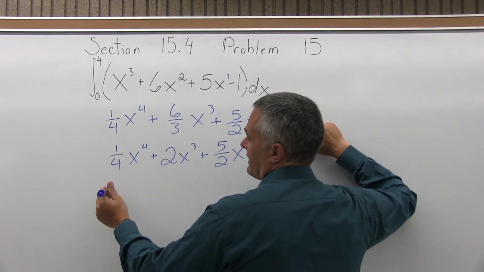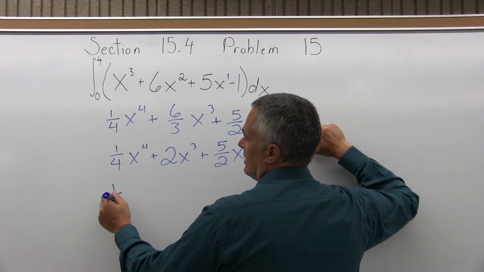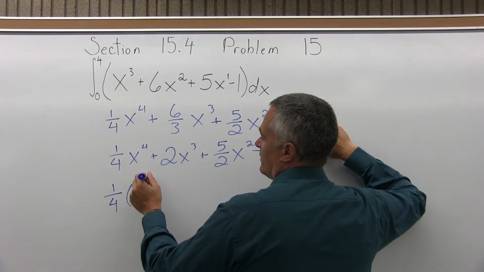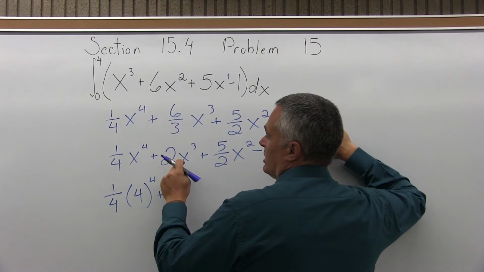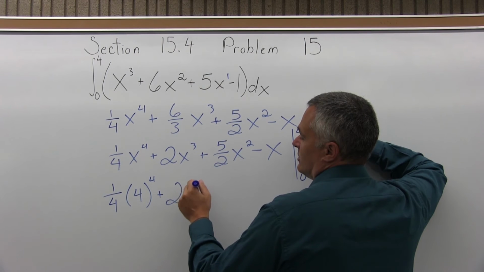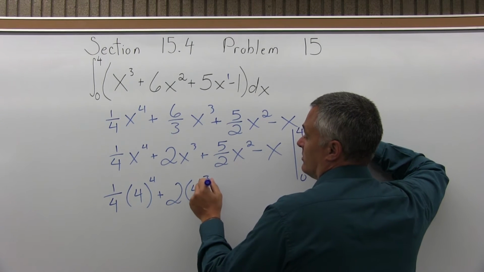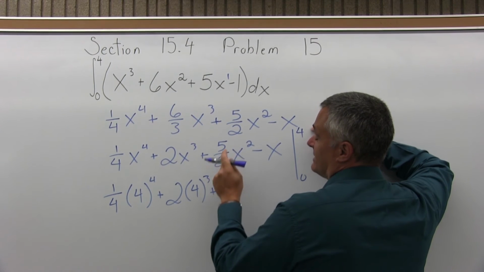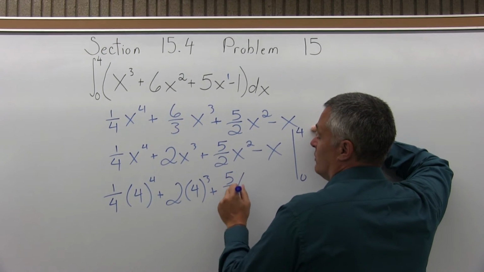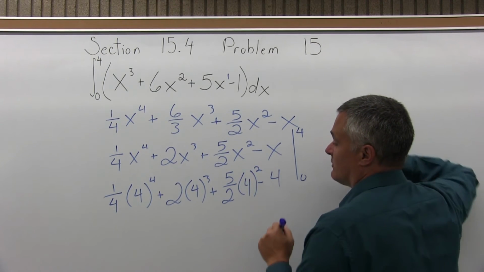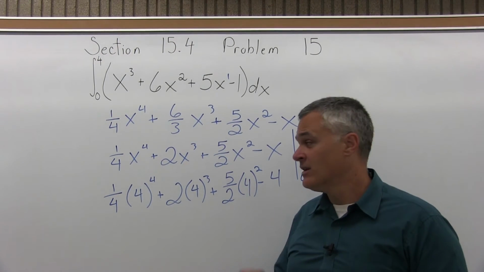So that 1/4 x to the fourth will be 1/4 4 to the fourth. Plus 2x cubed will be plus 2 times 4 cubed. And the 5 halves x squared would be 5 halves 4 squared. And then minus x is minus 4. So now we just have to do the math for that.